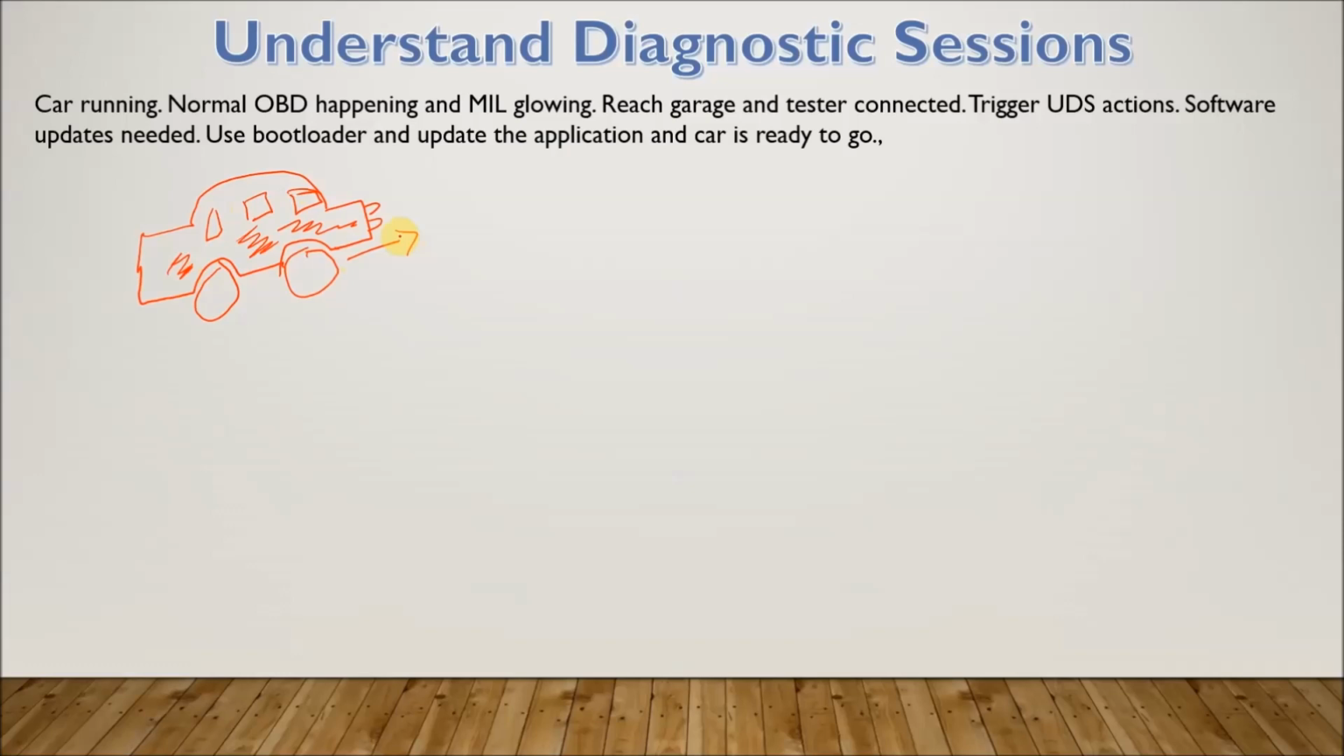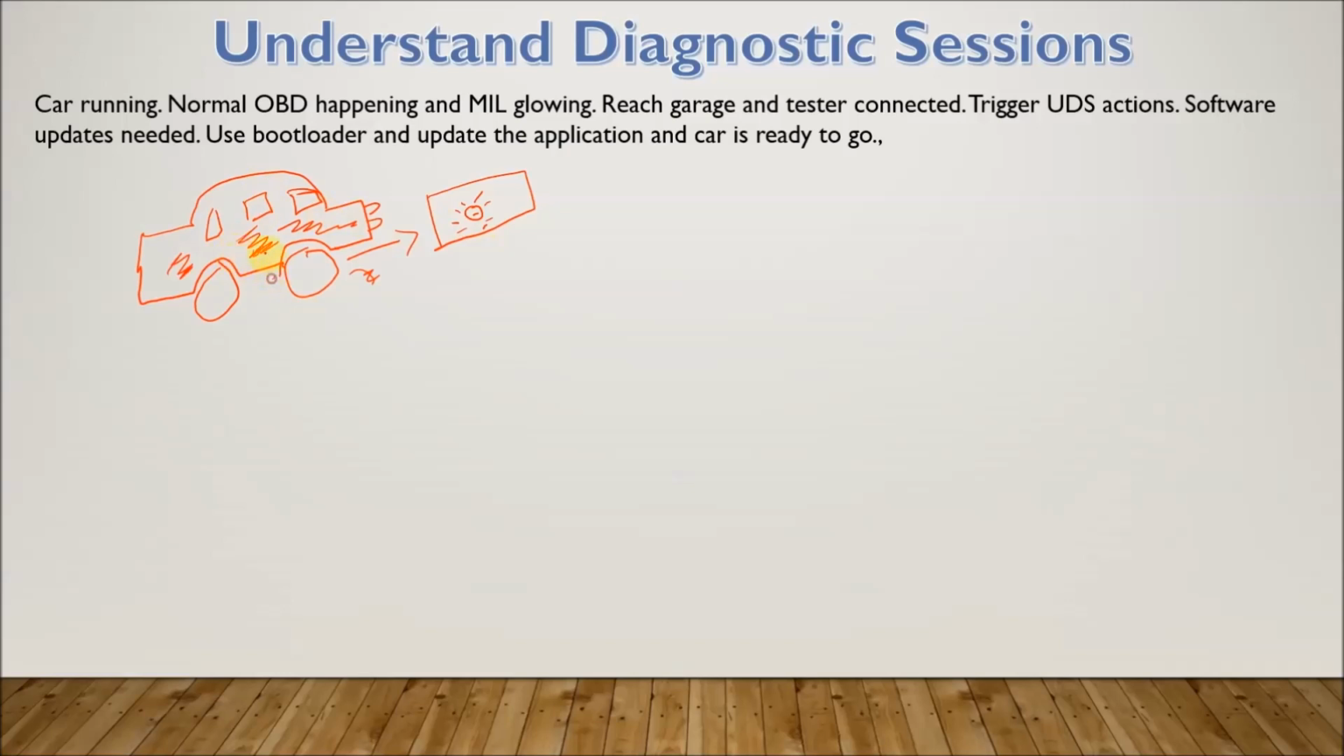So you are driving a car normally. Some bug or malfunction has happened within the car, and on your dashboard there is a MIL lamp and it starts blinking. So what do you do?